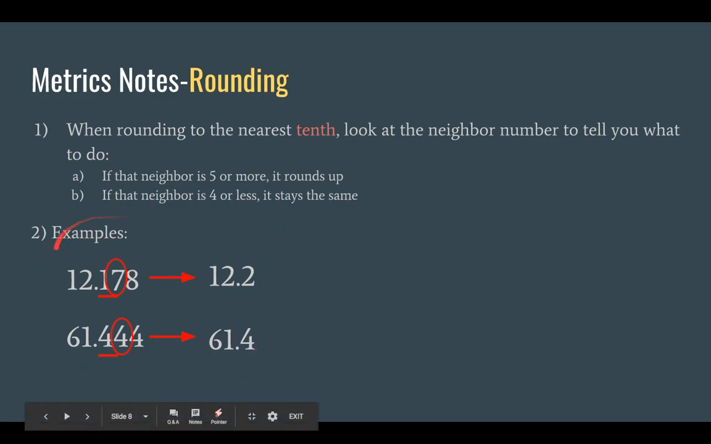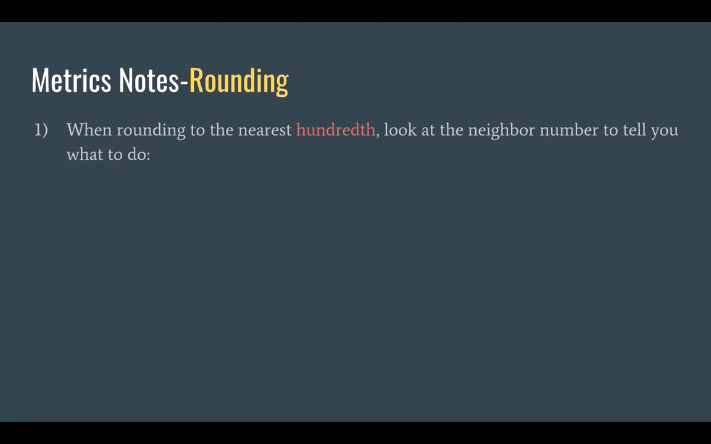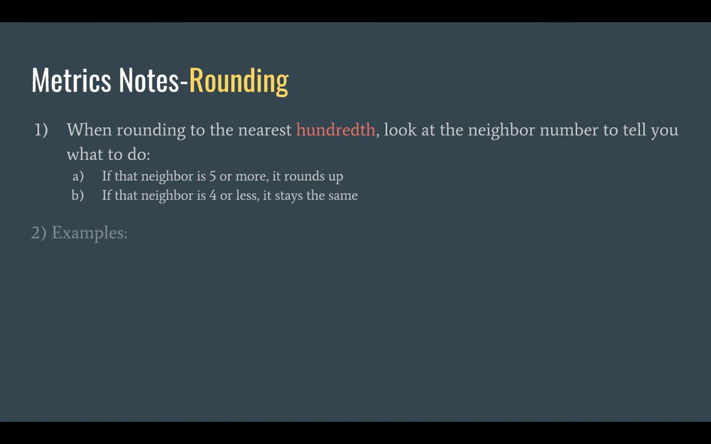Please write down these examples and make sure you know that we're rounding to the 10th. Again, if I'm going too fast, you can pause it at any time. Now we're going to talk about rounding to the nearest 100th. The same rules apply, so you don't need to write this again. You do need to write the examples.